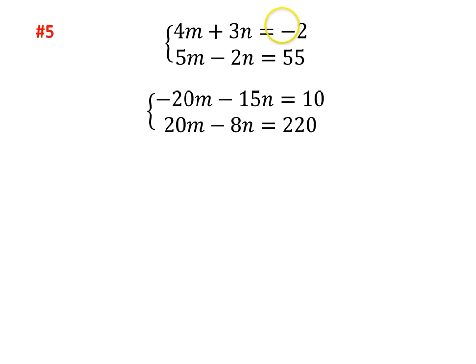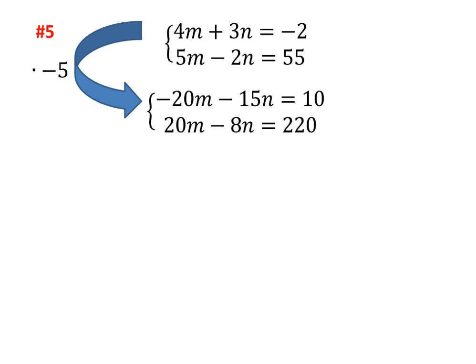So here's what happened. I took the top equation and I multiplied it by -5. Because if I take 4 and multiply it by -5, I get -20. And notice that I multiplied everything by -5. Not only the positive 4, I multiplied the positive 3 by -5 and got -15. I multiplied the -2 by -5 and got +10. So everything got multiplied by -5.